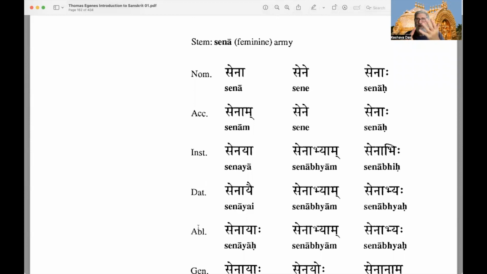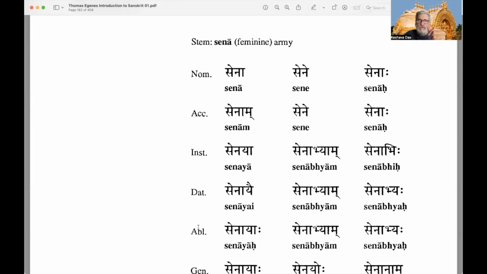You might have a masculine word for wife, a feminine word for wife, and a neuter word for wife, but it doesn't mean that the wife is masculine, feminine, and neuter. She's a woman. The wife is always a woman, and there are three words that we can use: a masculine word, a feminine word, a neuter word. So it's the gender of the word which is important, not the gender of the thing being described by the word. Here we have Senā.